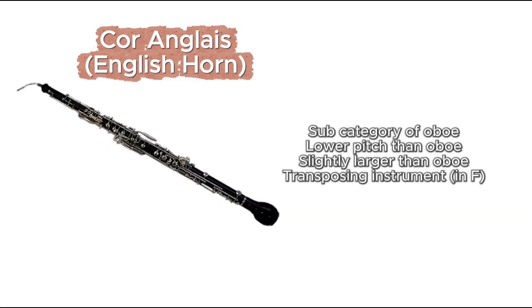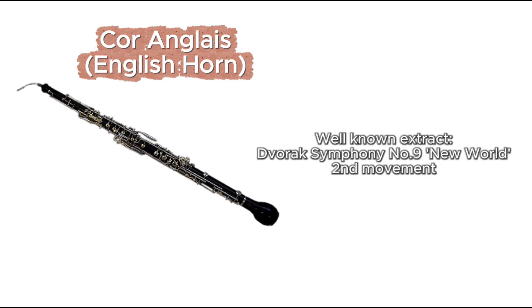A subcategory of oboe would be cor anglais, also known as English horn. It has a lower pitch than oboe and is slightly larger. It is a transposing instrument in F which sounds a perfect fifth lower than written. The most well-known extract would be from Dvorak Symphony No. 9 New World, second movement.